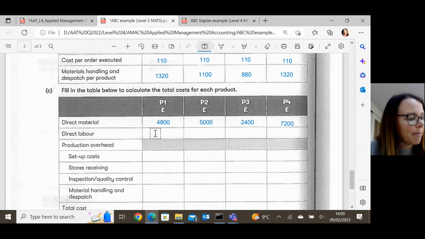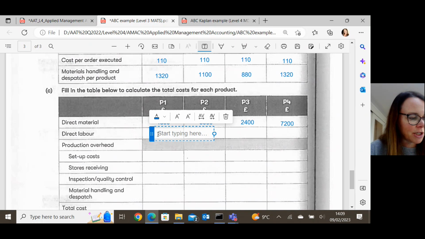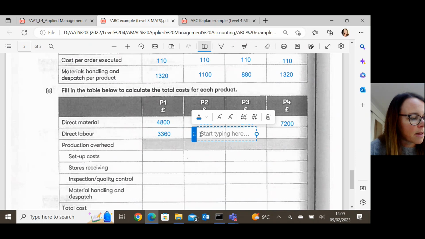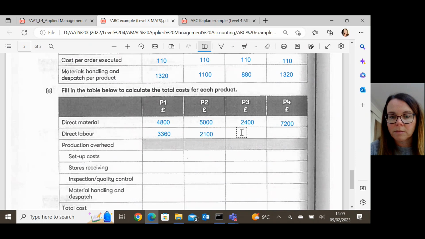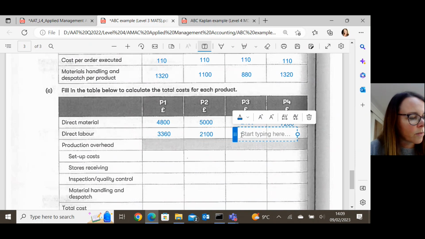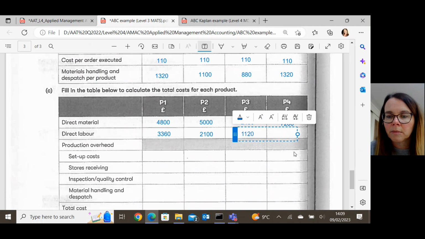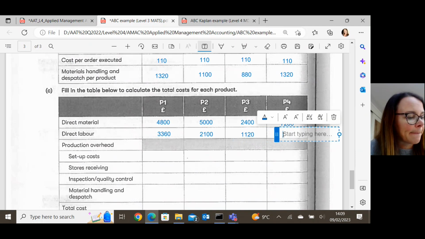Same approach for direct labour. So for P1, it's 120 times 28. I'm looking back right at the first page to get that information. 100 times 21. 80 times 14. And then 120 units times 21.